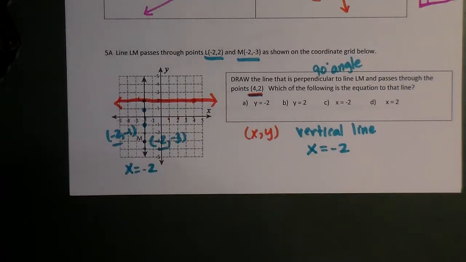Anytime you have a vertical line, that's how you write an equation. It looks odd because we're used to y equals mx plus b, but a vertical line has a slope that we cannot define. And that's something for a different lesson, but we cannot define it.